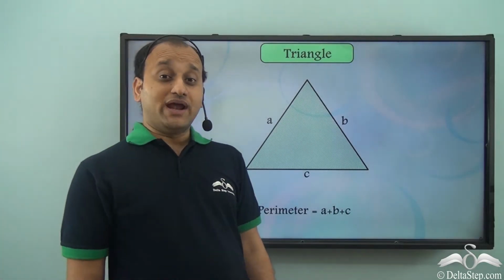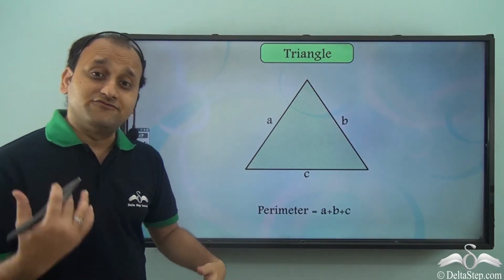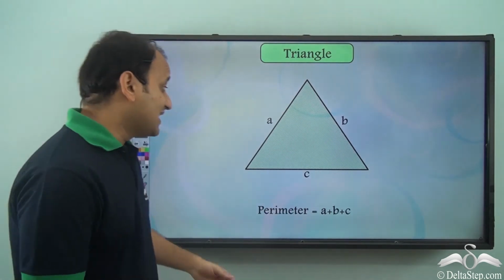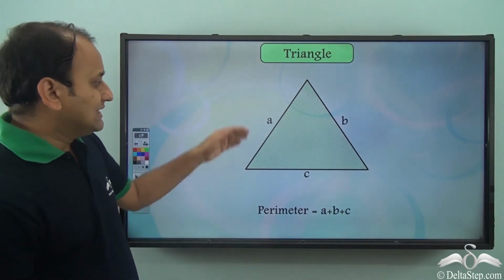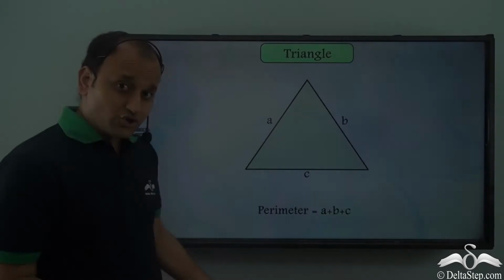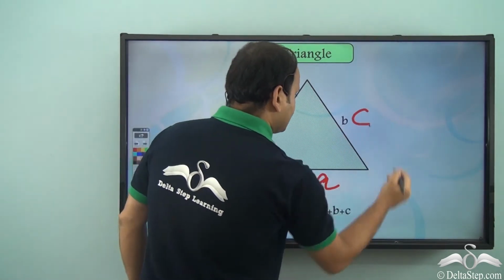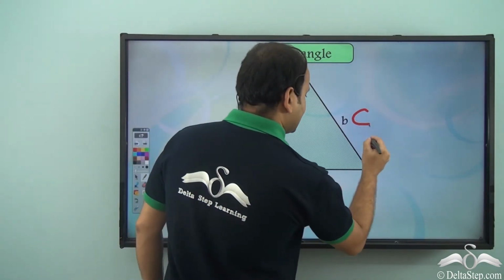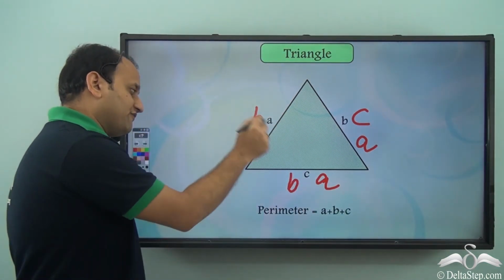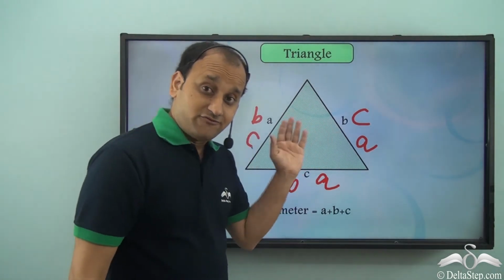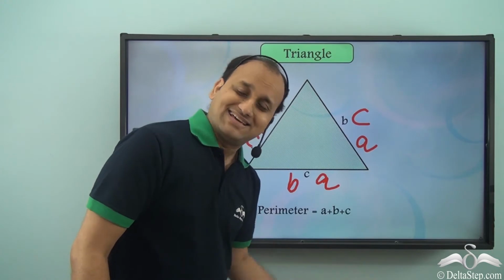So when we need to calculate perimeter of a triangle, we add the three sides. So the formula for perimeter of a triangle is A plus B plus C. Now this can be in any order. So you can write it as A B C, or you can write it as A, B, C. So whichever order you name them, the formula for perimeter will always be A plus B plus C.